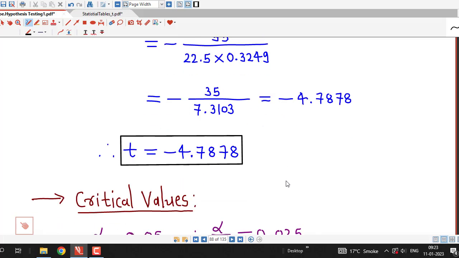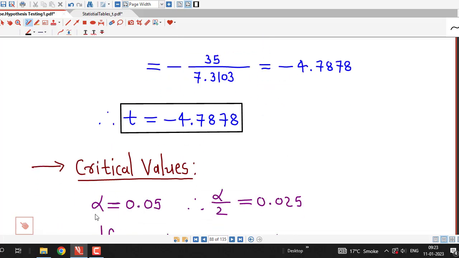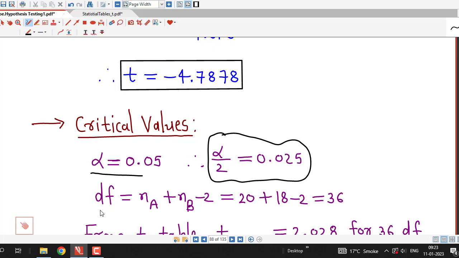In the next step, as usual, we have to decide critical values. So level of significance is the same, and we have a two-tailed test. So we divide area into two tails. Here degrees of freedom are different: n A plus n B minus 2. First sample size 20, second sample size 18, minus 2. That is, we have 36 degrees of freedom.